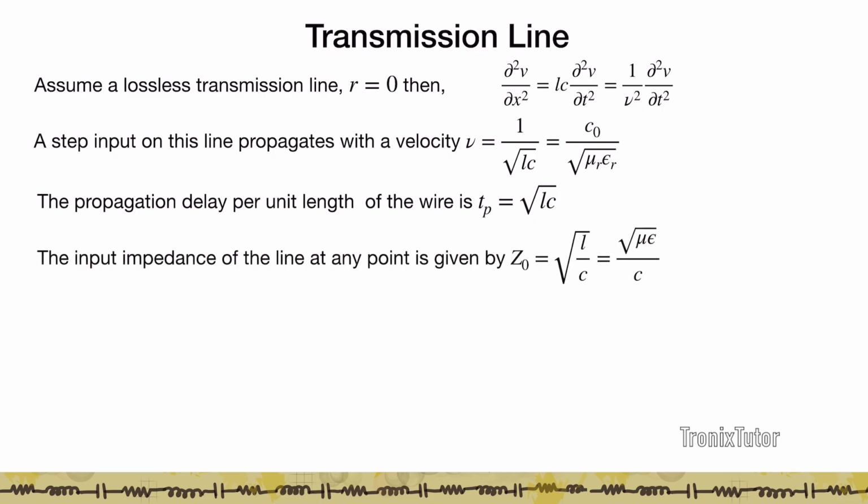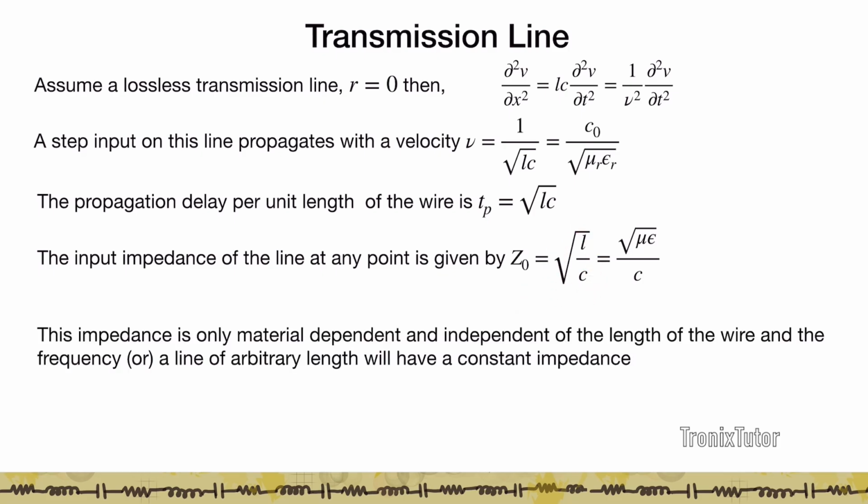Now at any point in the wire, if I were to look at the input impedance of the wire, the input impedance is going to be given by this term, square root of L upon C. What we see is that the impedance of the wire is only material dependent and is independent of the length of the wire. So this is very important because any line of arbitrary length has a constant impedance. So designing a driver in these cases generally tends to be easier.